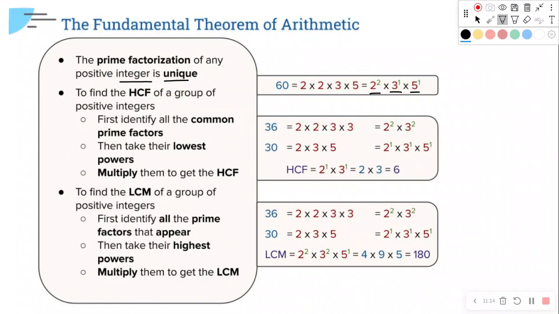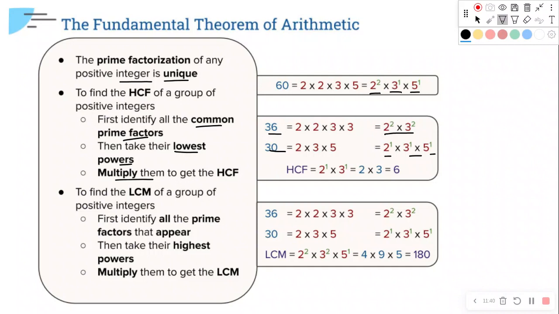We cannot change it. To find the HCF of a group of positive integers, we have to identify all the common factors, then take their lowest powers and multiply. Let us say we have 36 and 30. 36 is written as 2 square into 3 square. 30 is written as 2 into 3 into 5.